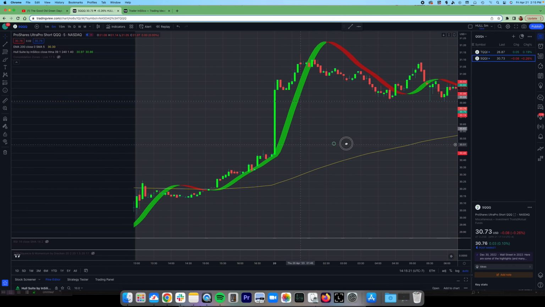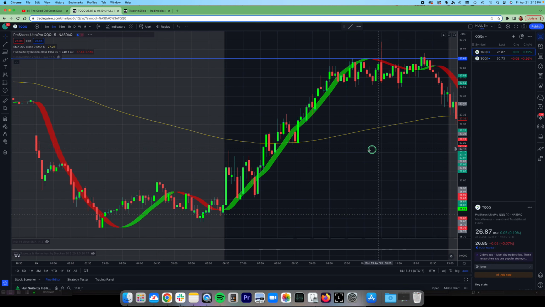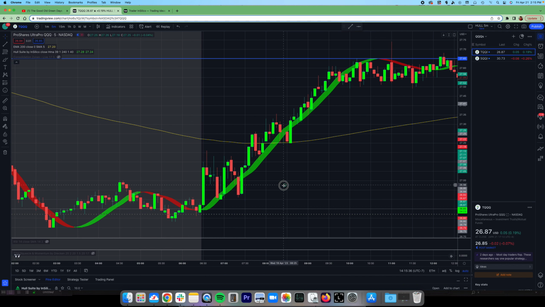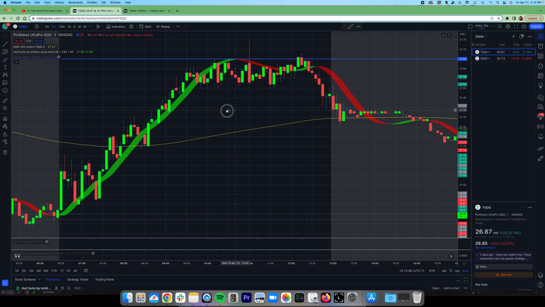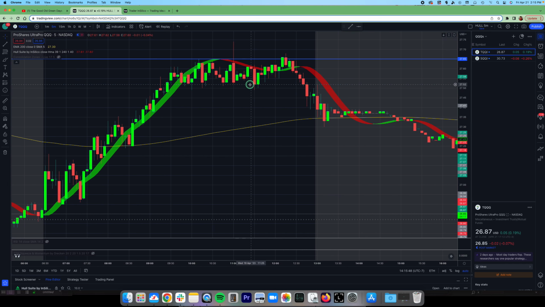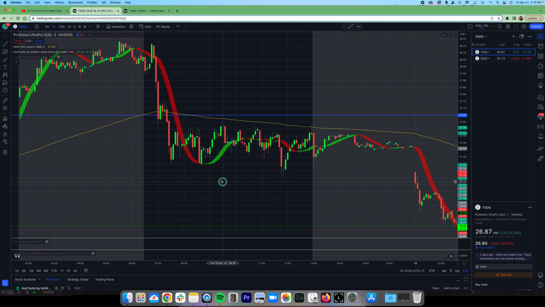And then, so on this day, this is on the 19th, TQQQ was basically going up the entire day, and I missed my entry because by the time it broke the EMA, the Hull was already green for so long, so I just didn't want to go in. And then the rest of the day was just kind of flat, so I didn't trade that day. It took me a while to just decide to not take a trade for the day.